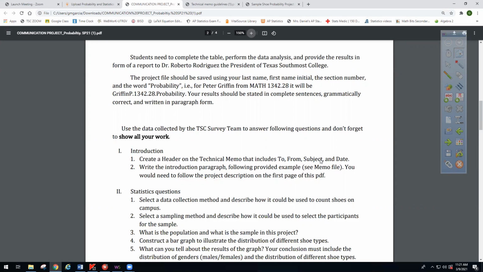Okay, so now use the data collected by the TSC survey team to answer the following questions, and don't forget to show your work. Remember, guys, a lot of you do not show your work. This is a project. It's going to be a test grade, so you need to show your work. You can use paper and pencil, you can use your document form, you can use your Word doc, whatever you need to use to show your work. It is a test, so showing your work is part of your grade.